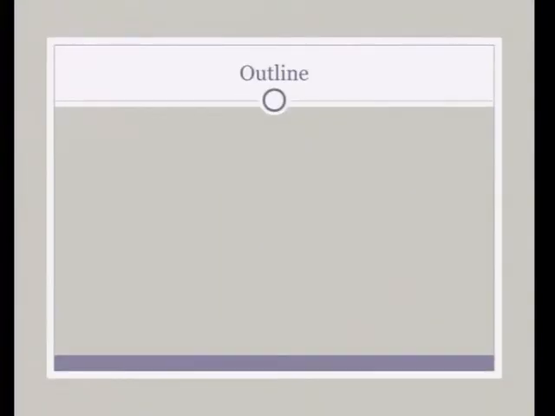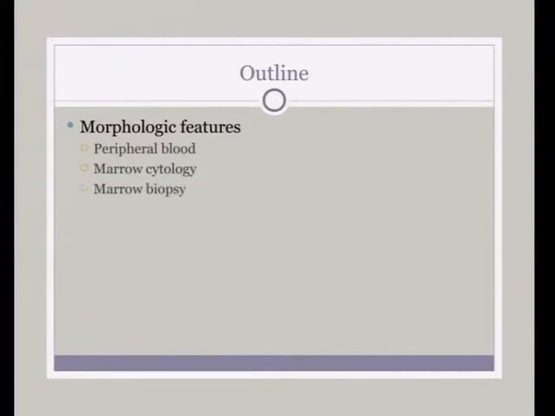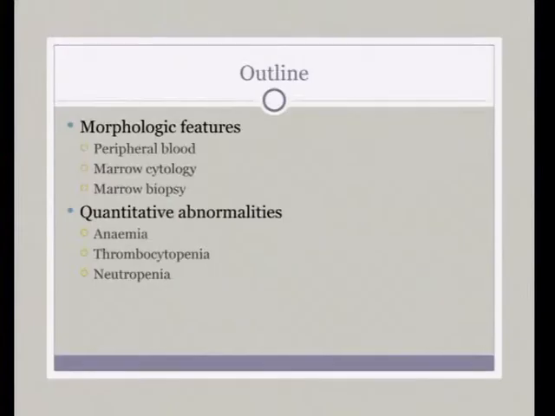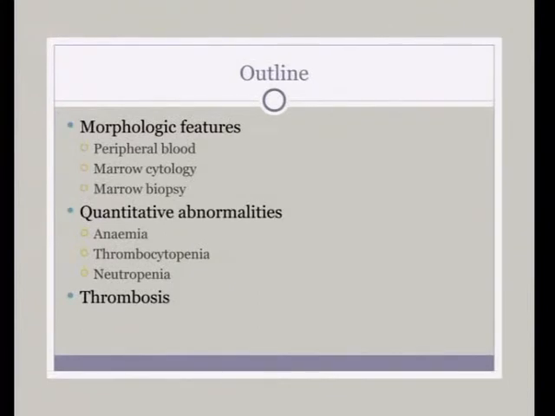The outline is briefly going to be on the morphological findings in the peripheral blood, on the marrow aspirate, and then the marrow biopsy. Then I'm going to spend some time looking at quantitative abnormalities associated with the hematopoietic system: anemia, thrombocytopenia, neutropenia. I'm just going to say something about thrombosis, and I have a case study.